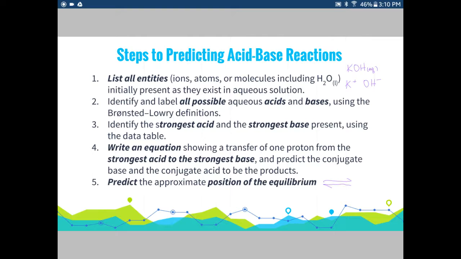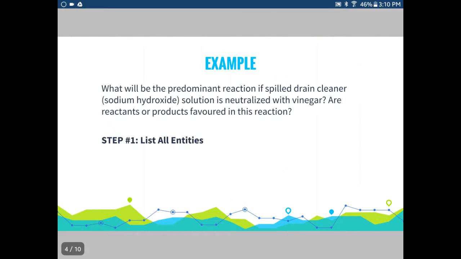So I know this might look like a lot, and I'm going to go through a question here, step by step, to really ensure we understand what it means to list all entities and identify acids, bases, things like that. So we're going to go through an example in depth here. Our example says, what will be the predominant reaction, meaning reactants or products favored, so that forward or reverse reaction, if drain cleaner, being sodium hydroxide solution, is neutralized with vinegar. Now, vinegar is acetic acid.